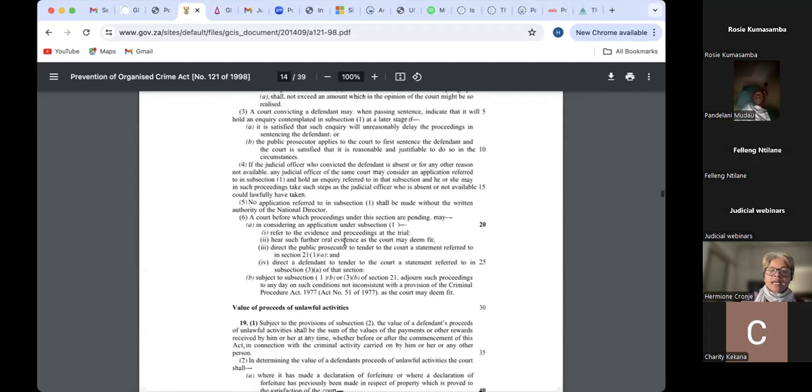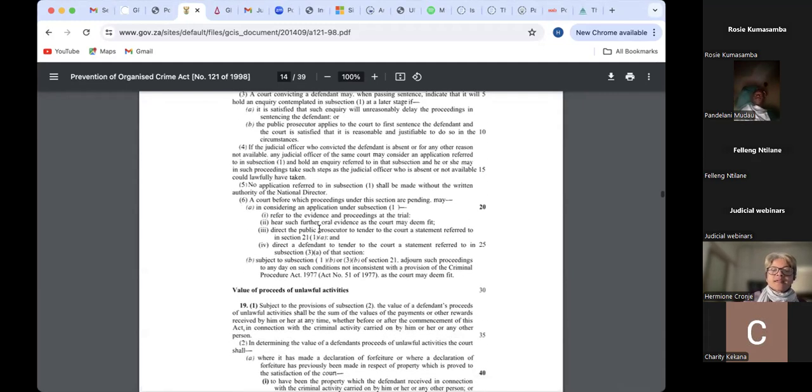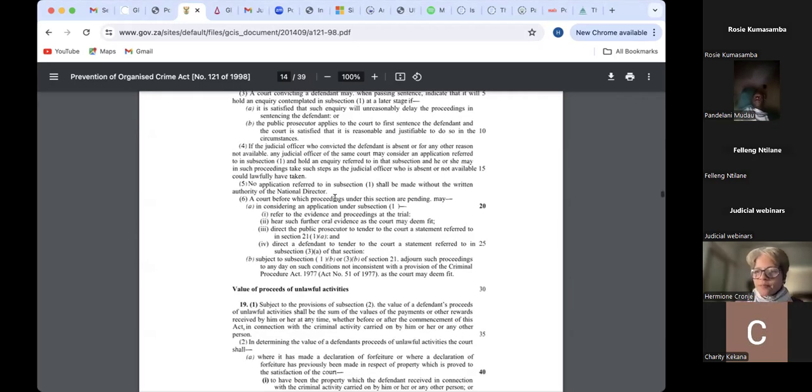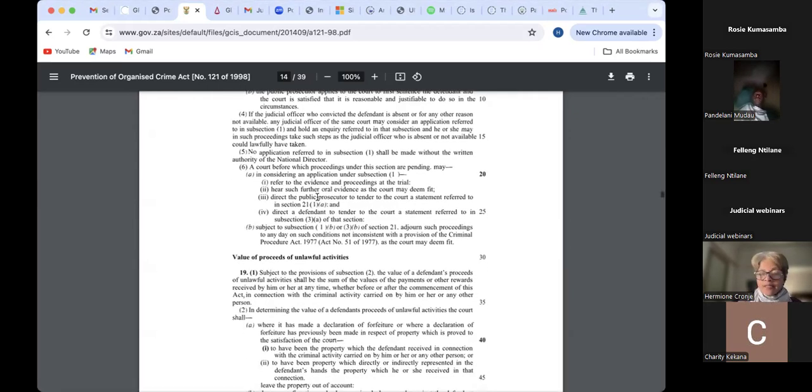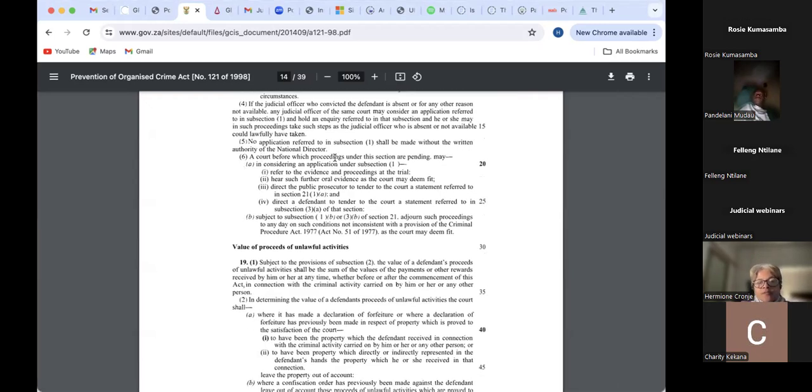Then, no application referred to in subsection 1 shall be made without the written authority of the national director. So the prosecutor initiating the application needs to authorize the particular prosecutor to do so. And then to answer the question we just received: a court before which proceedings under this section are pending may, in considering an application, refer to evidence that was laid at the trial. So mero motu, the court can refer to evidence laid at the trial, and hear such further oral evidence as the court may deem fit.